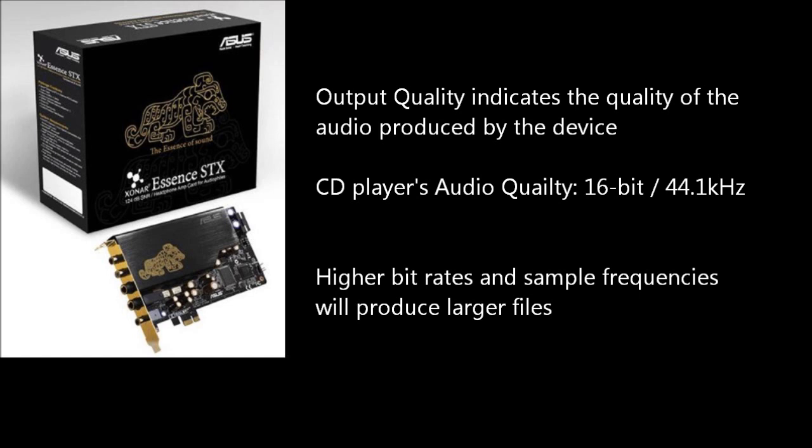Now, audio output quality can go as high as 24-bit at a frequency of 192 kilohertz. Now, there are some that will go as high as 32-bit, but those are rare to see. The most common ones used are 16 and 24-bit, and you can go as high as 192 kilohertz.